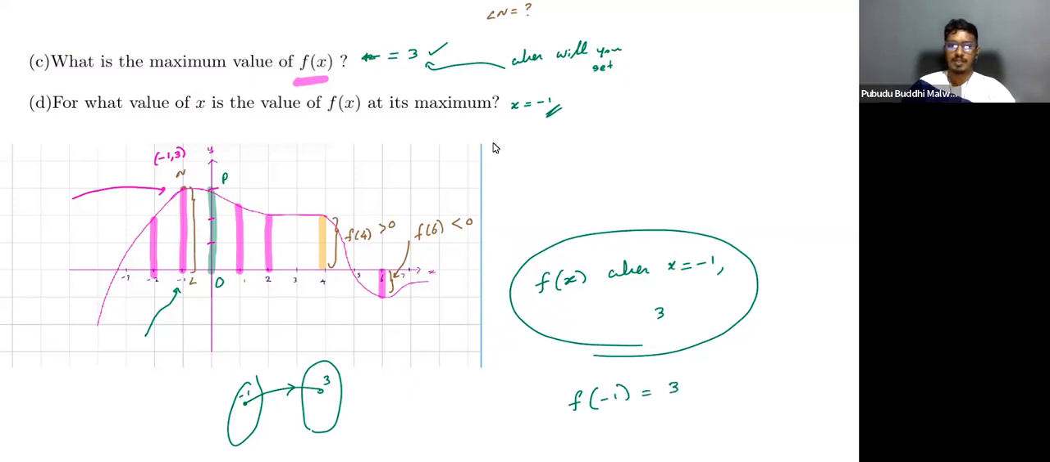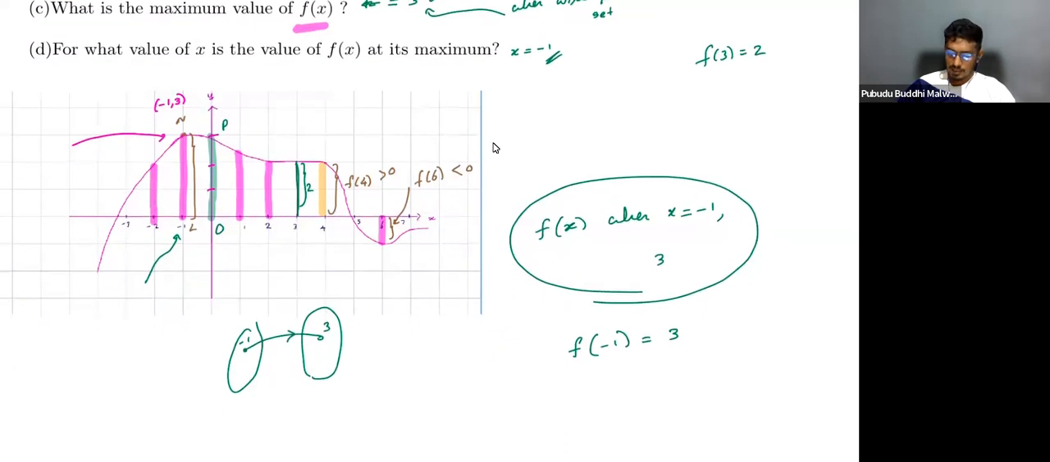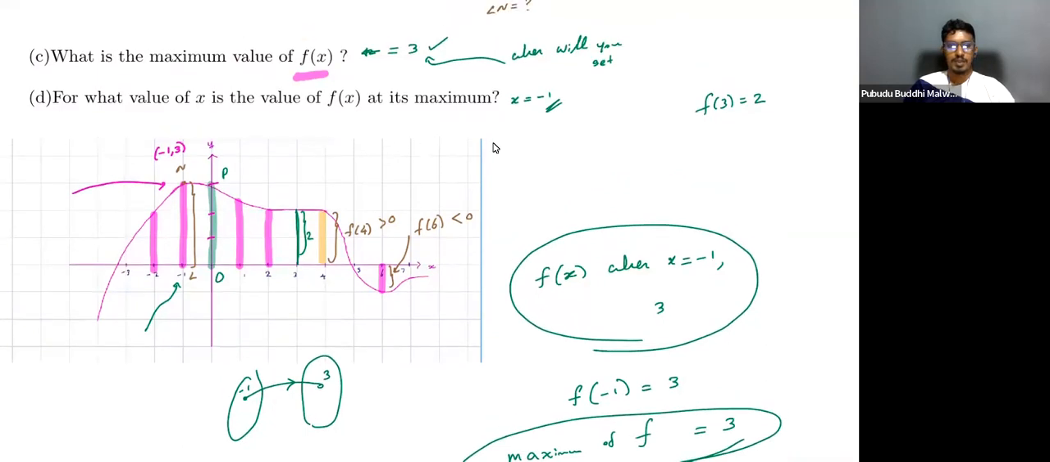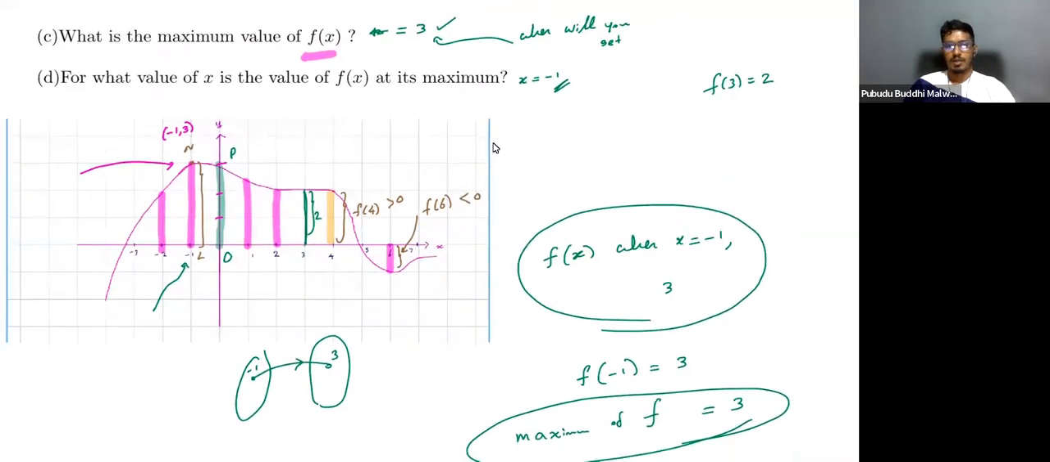Similarly, you can write so many results, but here, for example, f of 3 equals 2, because that height equals 2. But in this case, the maximum value of f equals 3. That's the key. Very important, because that's the greatest height. Then we can talk about the minimum as well.